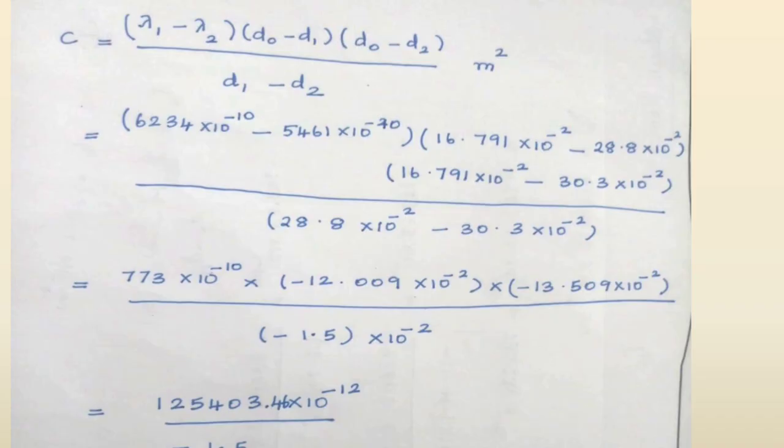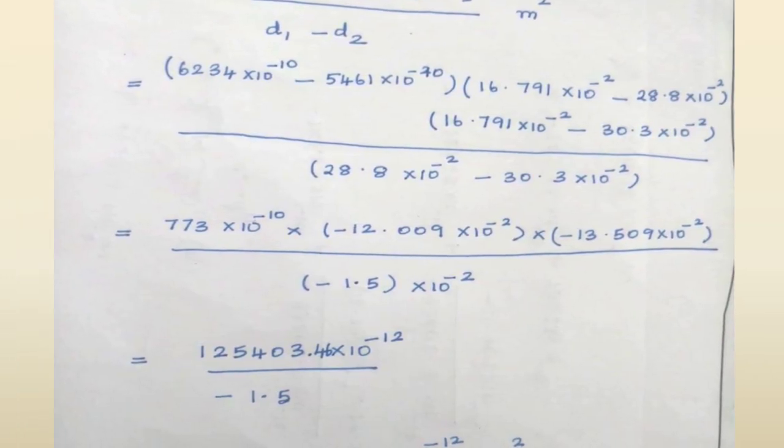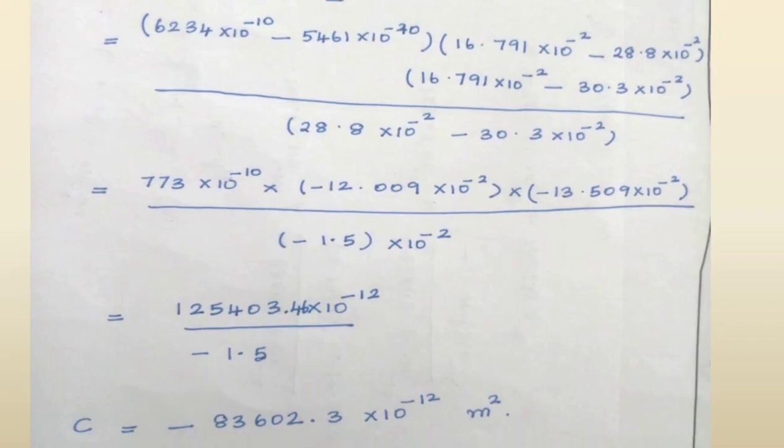So okay, the next term is d naught minus d2, that is 16.791 into 10 power minus 2 minus 30.3 into 10 power minus 2. So 10 power minus 2 is common, you can take it outside. So within the brackets you have minus 13.509. And in the denominator we have d1 minus d2, which is equal to 28.8 into 10 power minus 2 minus 30.3 into 10 power minus 2. Again we have 10 power minus 2 common, we can take it outside.